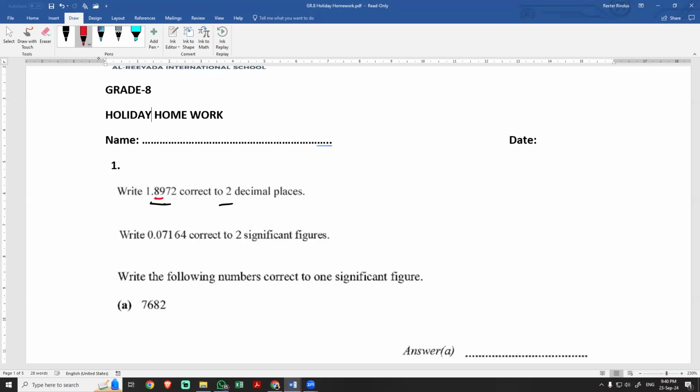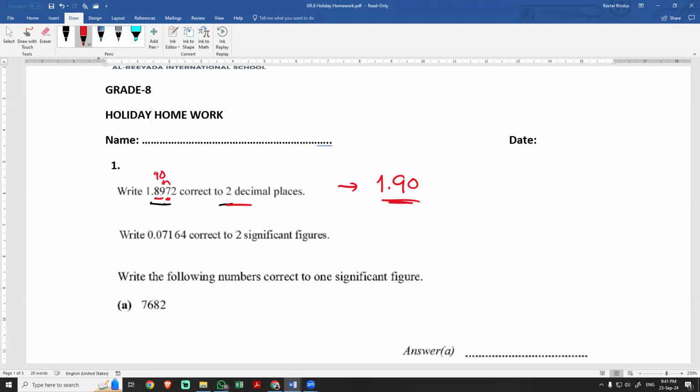As I've told you in the class, this will be a factor on what will happen to the next value, to the last digit of the two decimal places. Since this is 5 or more, this number 7 will affect the value of 9. So the next number after 89 is 90. This will become 0 and this will become 9. So your final answer for this question should be 1.90. This will be the answer if it says two decimal places.